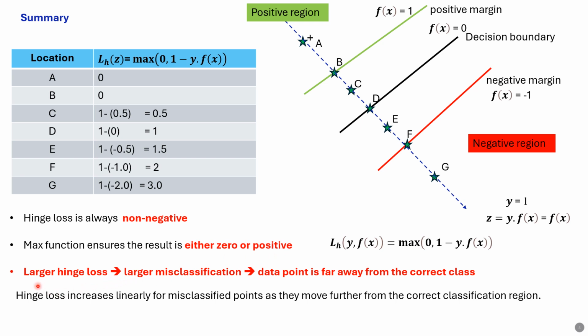Therefore, larger hinge loss implies larger misclassification. It also implies the data point is far away from the correct class. Finally, we can say hinge loss increases linearly for misclassified points as they move further from the correct classification region.